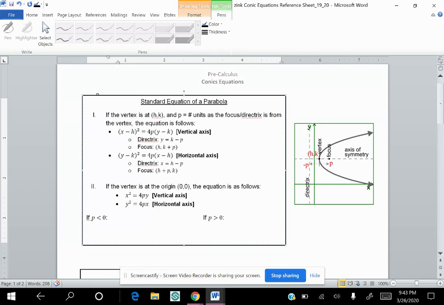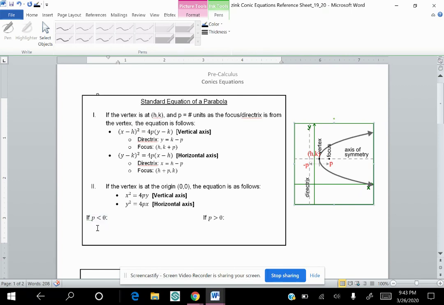The formula, if you have a horizontal axis, meaning here you might want to write that it opens left or right. So like this picture right here, this would have a horizontal axis. So the axis of symmetry is a horizontal line. Again, I gave you the formulas for directrix and focus. And this is something you guys would be able to figure out on your own. But if the vertex is at the origin 0, 0, so if you subbed in 0 for h and 0 for k, these would be the two equations you would get.